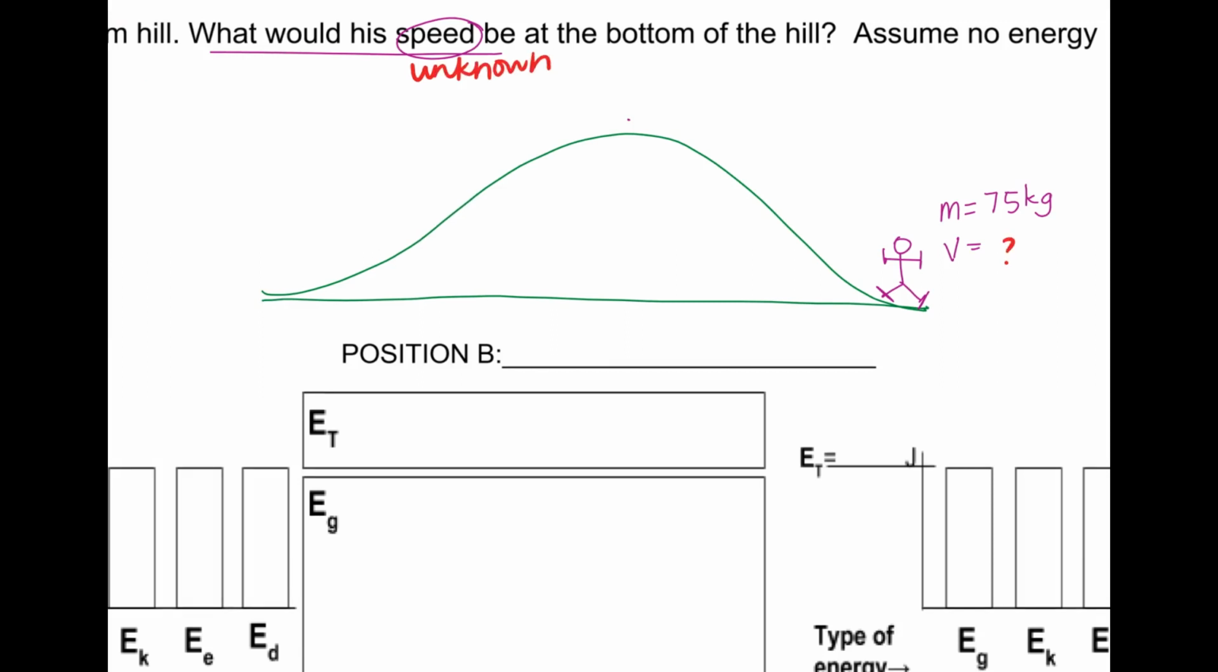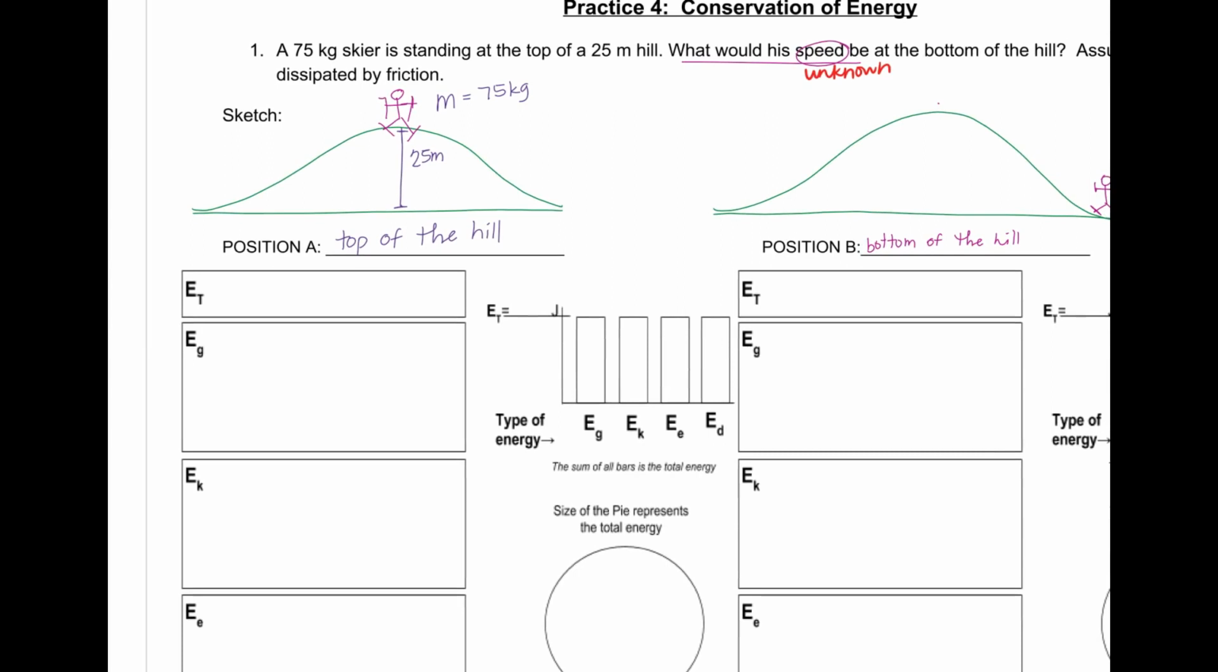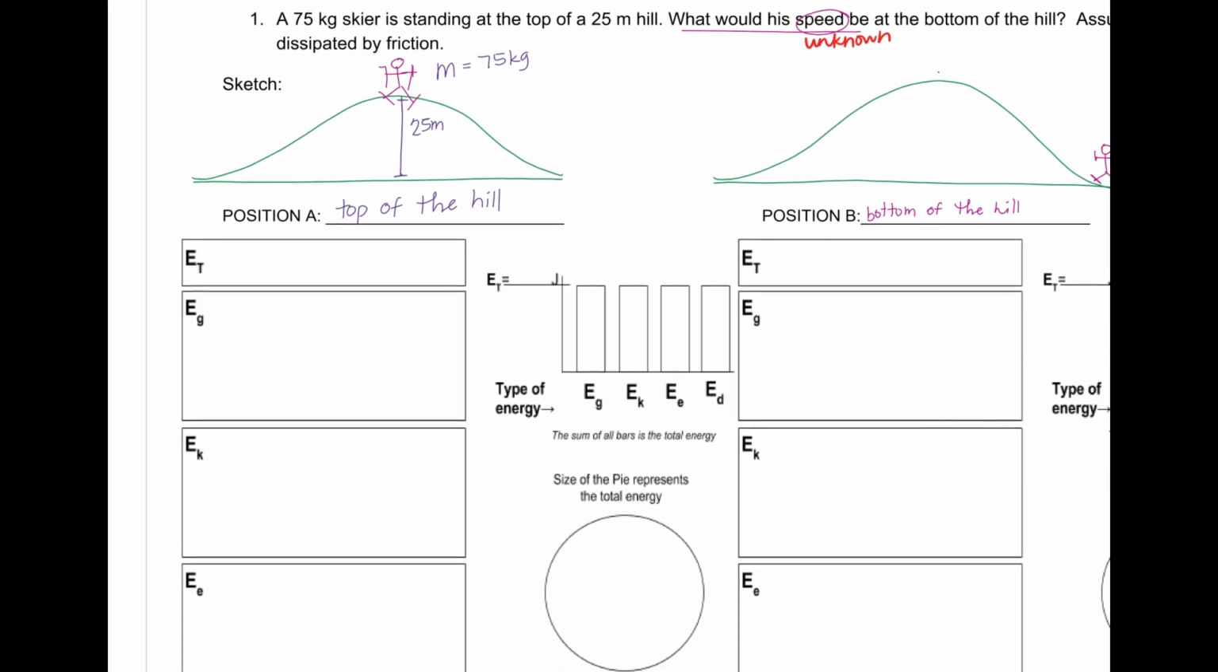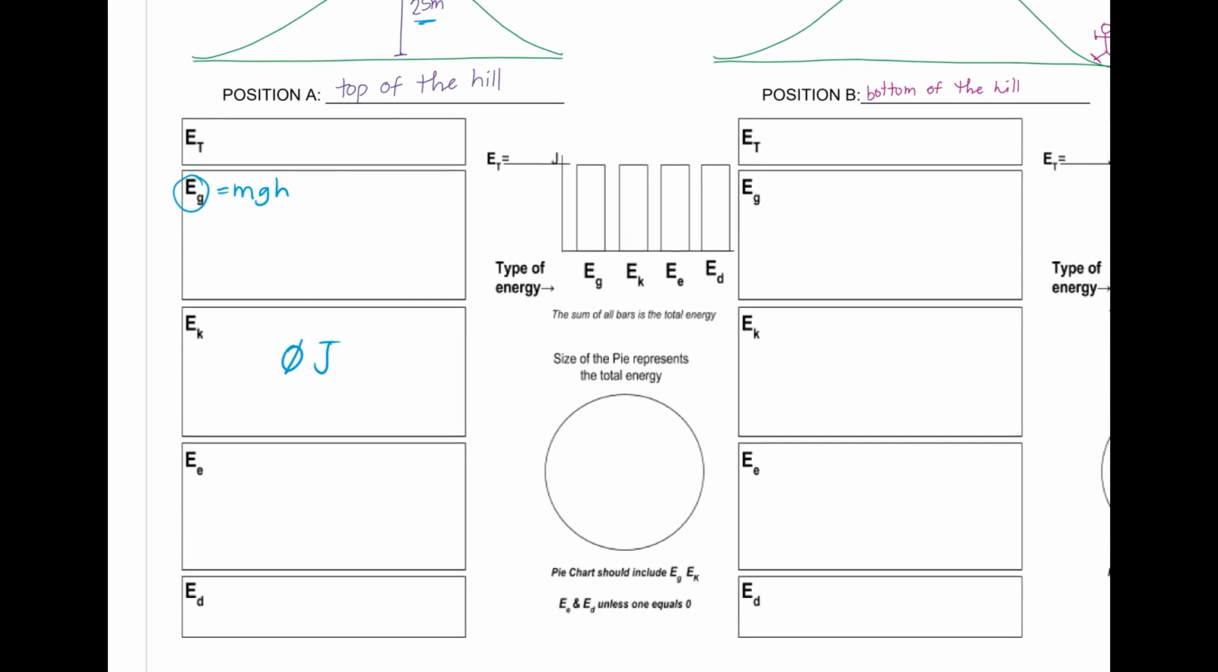Okay, and just to keep that in mind, we should also write that he is at the bottom of the hill. So I think we have more information given in position A, so we're going to go ahead and work with that. In position A, we are given the mass and the height. So we're going to assume we have the EG, because EG is equal to mg times h. He's not moving, so we know that there's 0 joules there. Nothing is stretched or compressed, so 0 joules here.